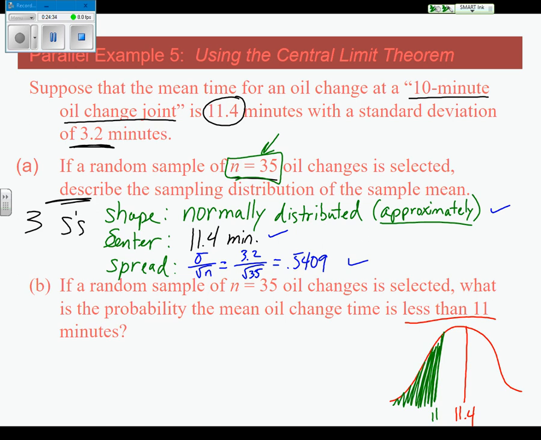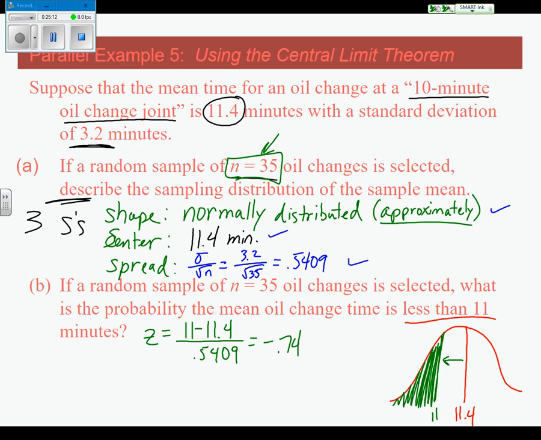Okay? So I need a z-score. I need to normalize the data. I'm interested in 11. My mean was 11.4, and my new standard deviation for my 35 cars was 0.5409. I'm expecting a negative z-score this time. I got negative 0.74. That's not my probability. That is my z-score, okay? So that means that I am about 0.74 standard deviations away from this mean right here.